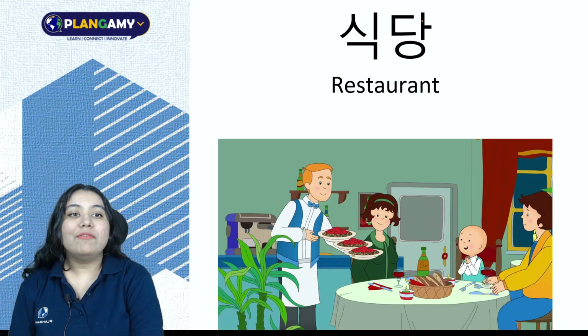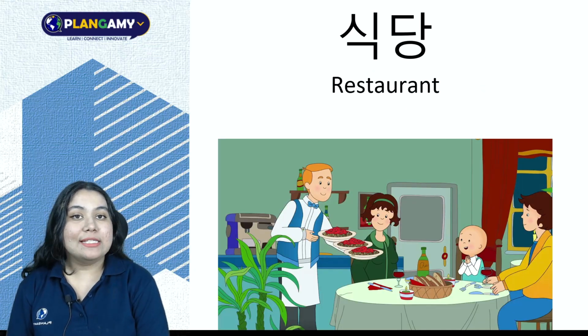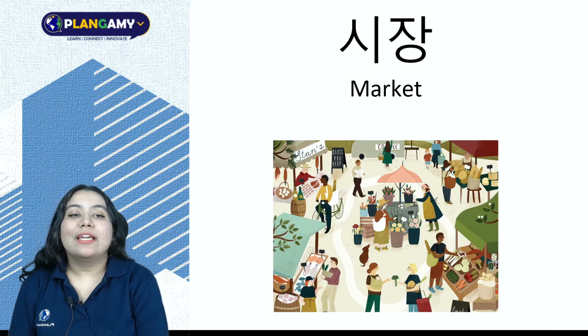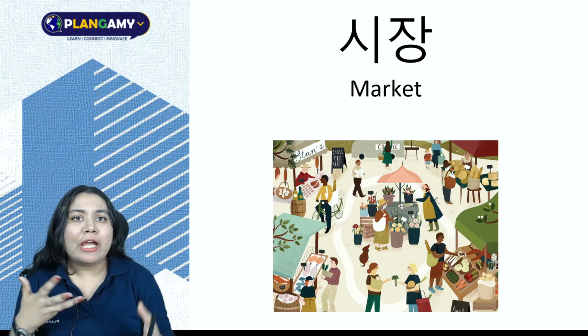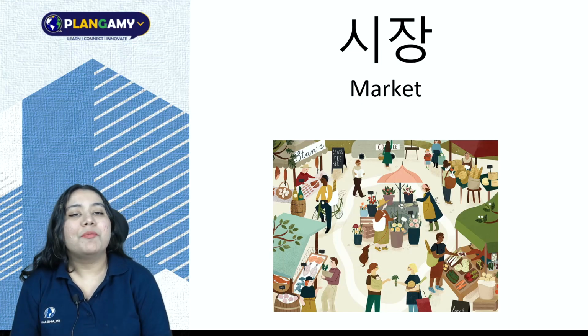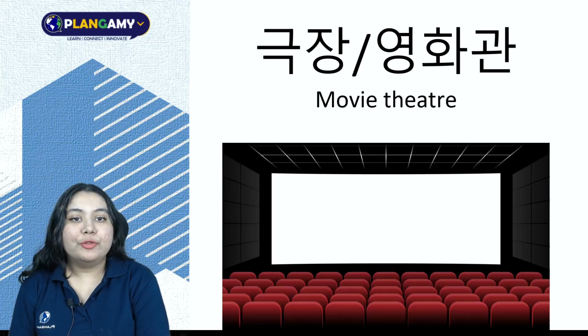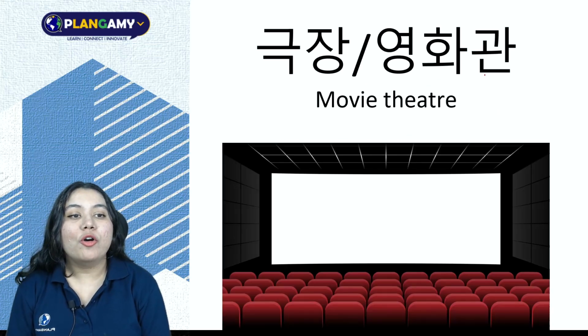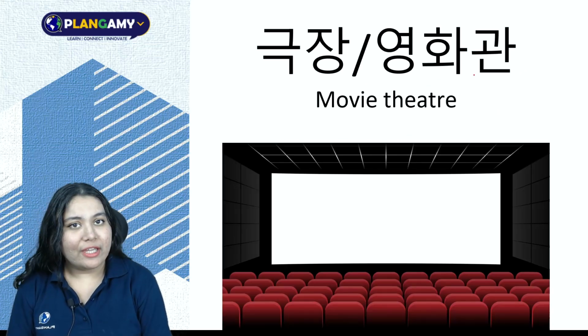Next we have 식당. 식당 is a restaurant, coming from the word 식사. 식사 is to have a meal. So 식당 is a restaurant. Next we have 시장. 시장 is a market, a collection of various different kinds of shops. 시장 is a market. Then we go on to 극장 and 영화관, which are movie theaters.